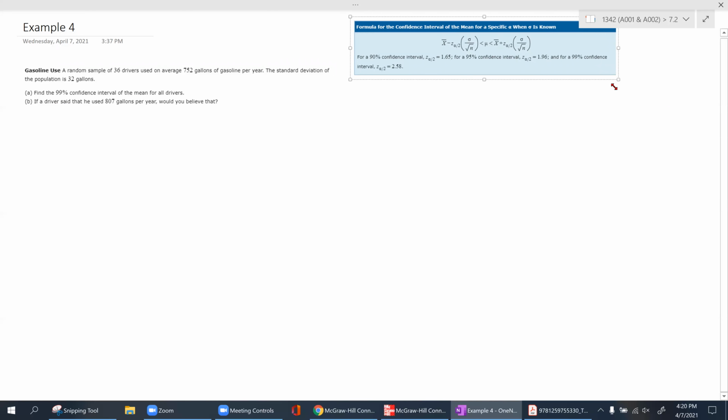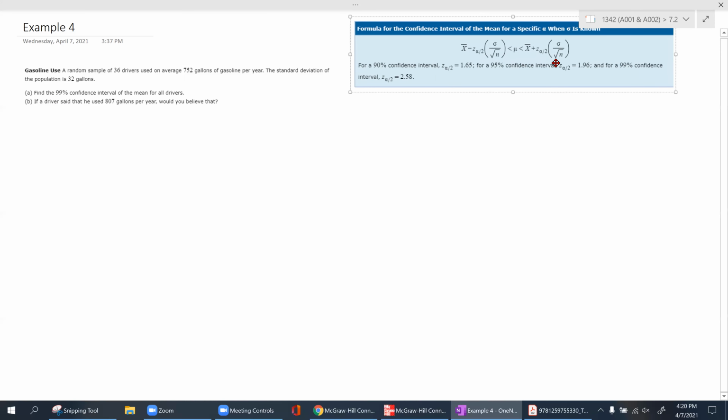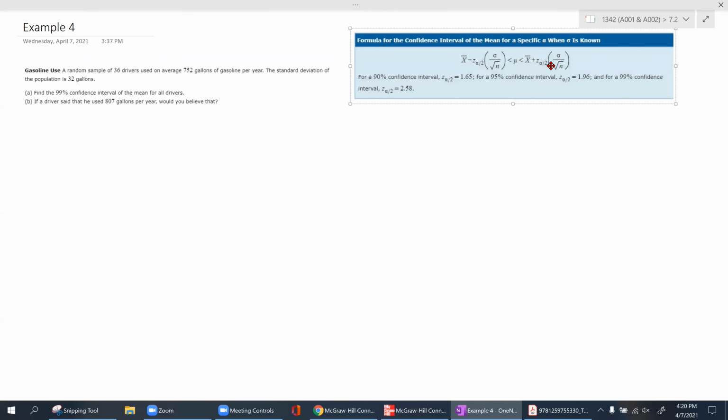Very nice. There we go. All right, we're going to have to find my z alpha over 2 value for 99%. To save time, you'll find out, and you know how to work all of these, with that 99% confidence interval, this ends up coming out to 2.58. The z value ends up being 2.58.